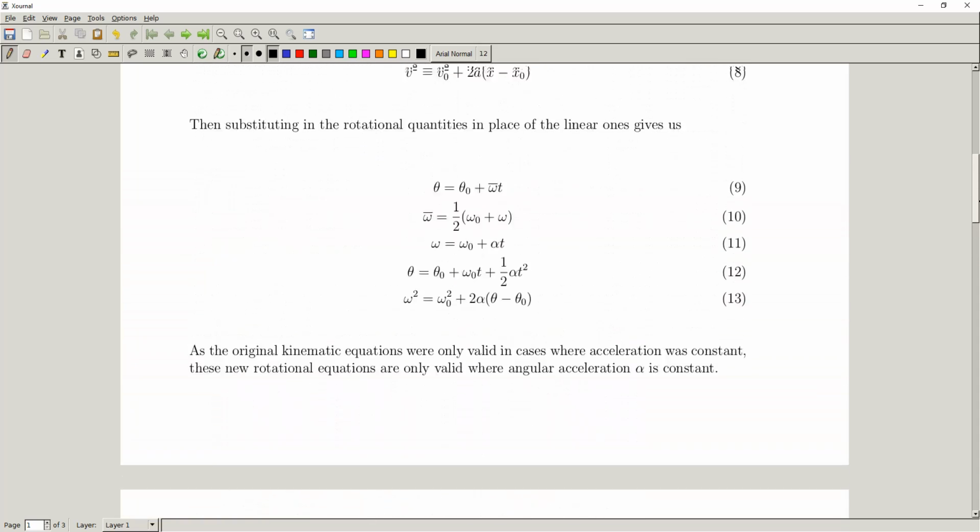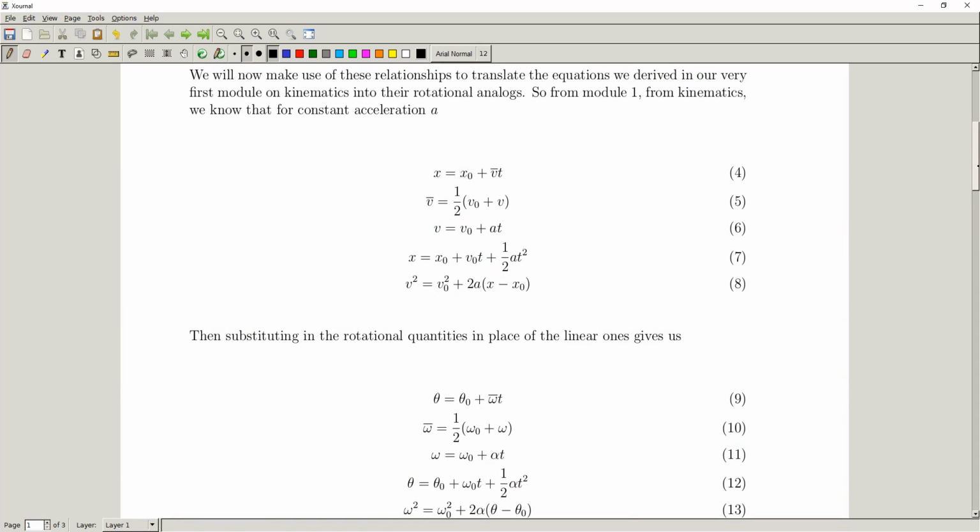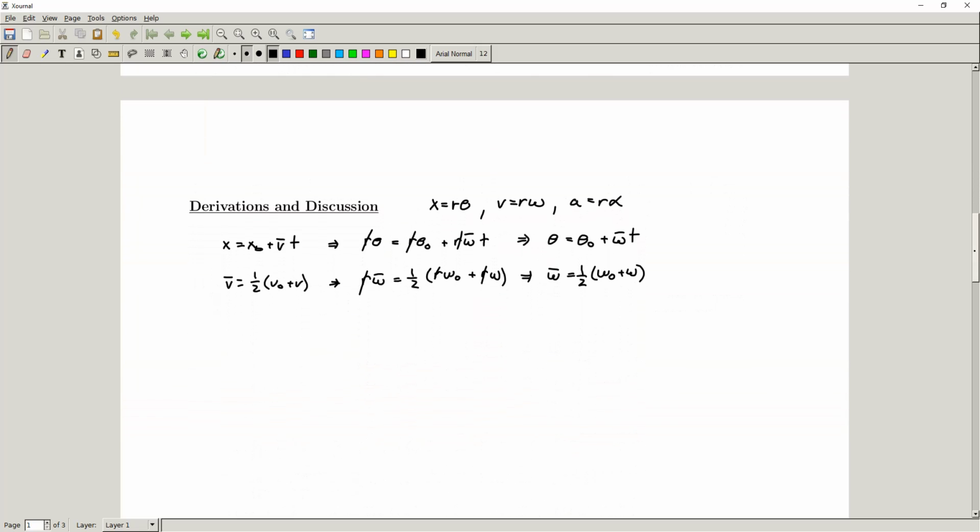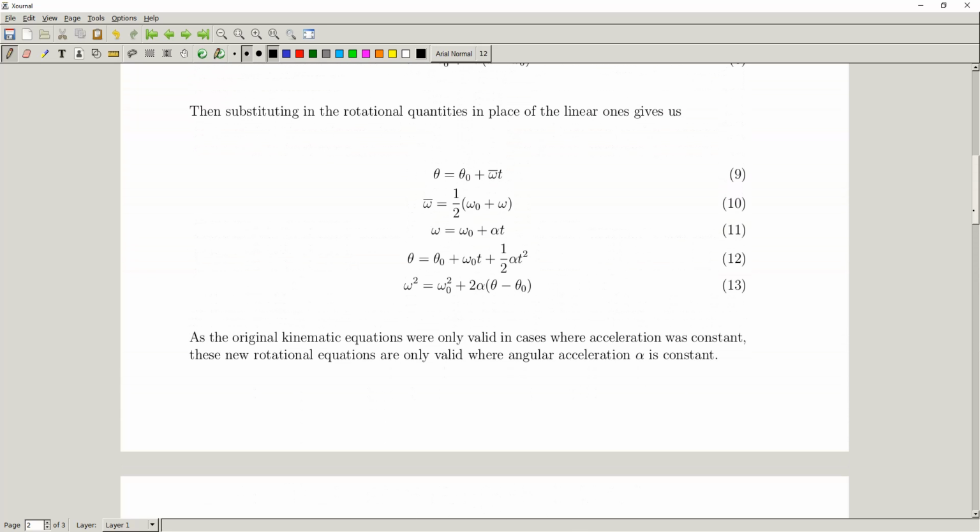Okay. Now let's take a look at our third one. So v equals v naught plus at. That one we use fairly often. So v equals v naught plus at. And so let's make the replacements we need to here. So we end up with r omega equals r omega naught plus r alpha t. Again, the r's get divided out, and we end up with omega equals omega naught plus alpha t, okay, as we have written above here.